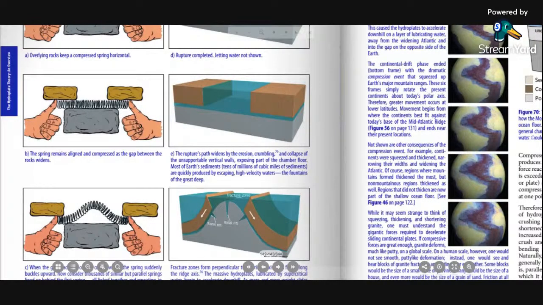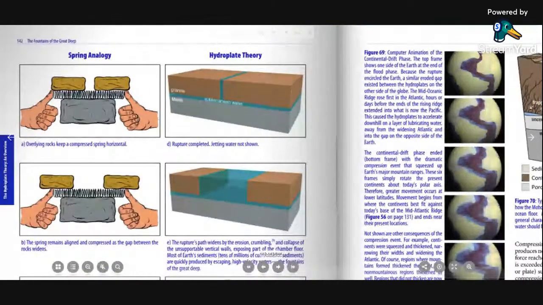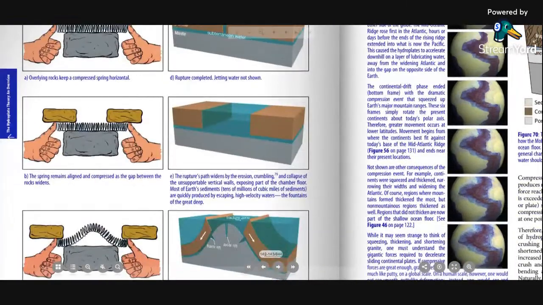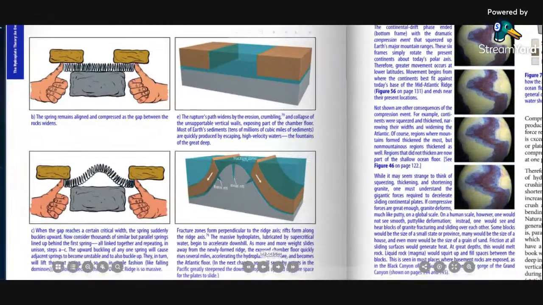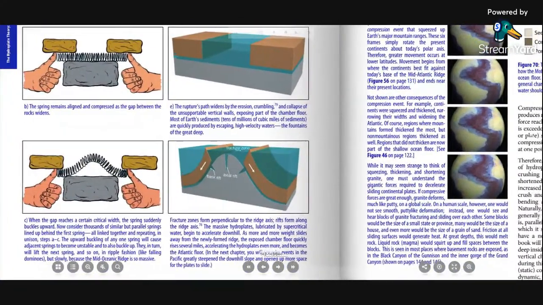Okay, let's do this. A, overlying rock keeps a compressed spring horizontal. B, the spring remains aligned and compressed as the gap between the rocks widens. C, when the gap reaches a certain critical width, the spring suddenly buckles upward.